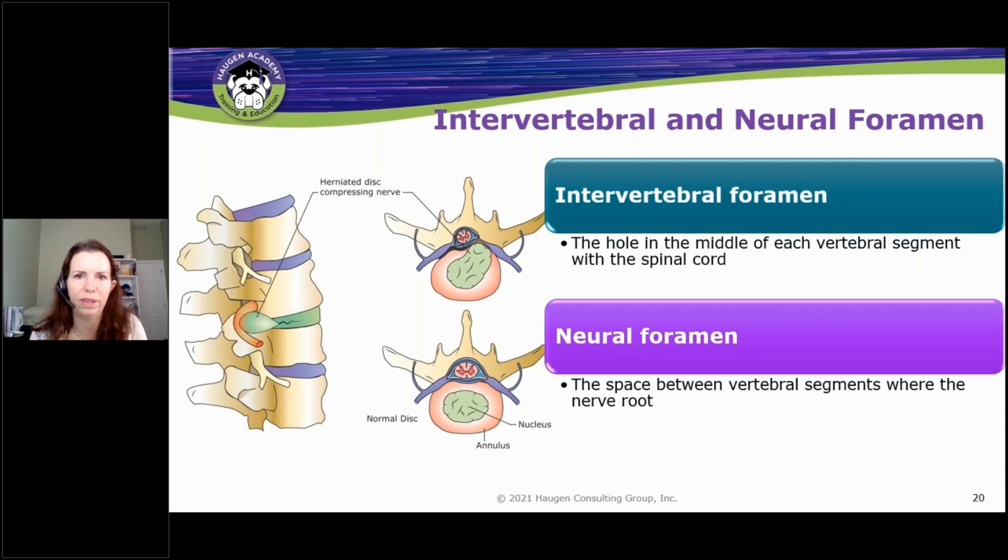So here you have the intervertebral and the neural foramen. The intervertebral foramen is the hole in the middle of each vertebral segment where the spinal cord goes. Then the neural foramen is the space between the vertebral segments where the nerve roots come out. Again, this is important, particularly for PCS coding, because decompression of the spinal cord codes differently than decompression of the spinal nerves. The image on the left shows a compressed spinal nerve, where the image on the right shows a compressed spinal cord. And again, in CPT, the decompression codes encompass a single code for decompression of the spinal cord and/or nerve roots.